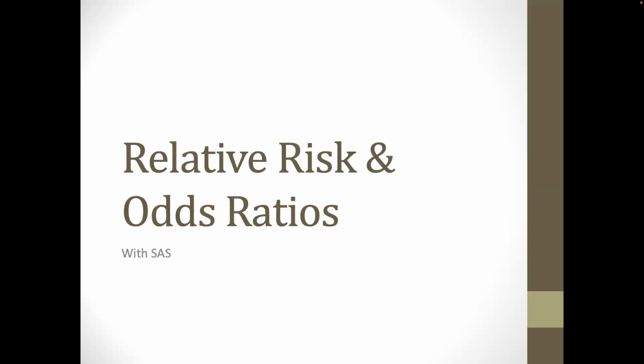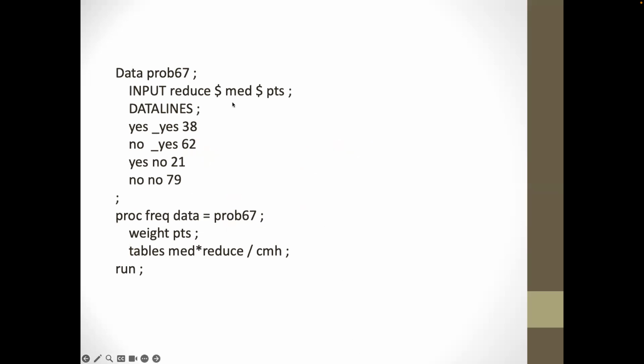For relative risk and odds ratio confidence limits with SAS, you could do, so this is another problem, 6.7, input the number of people who had their symptoms reduced, a dollar sign. Dollar sign means it's a character variable. The medication, if they had the medication, which is going to be yes or no. So again, that's a character variable. So you need a dollar sign after that. And PTS for patients, the number of patients, semicolon.